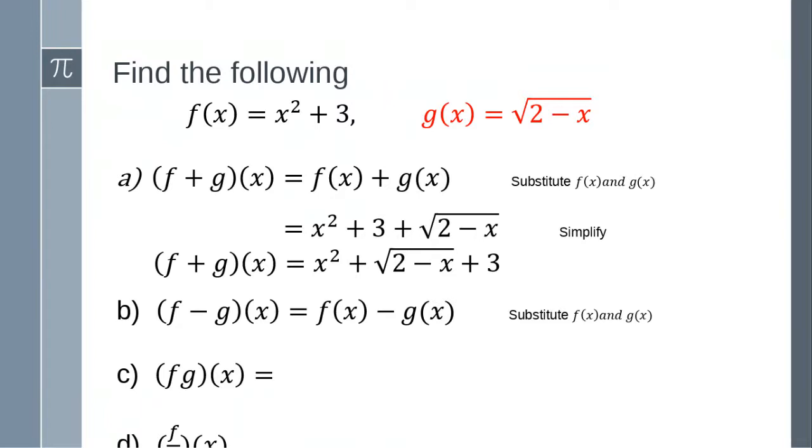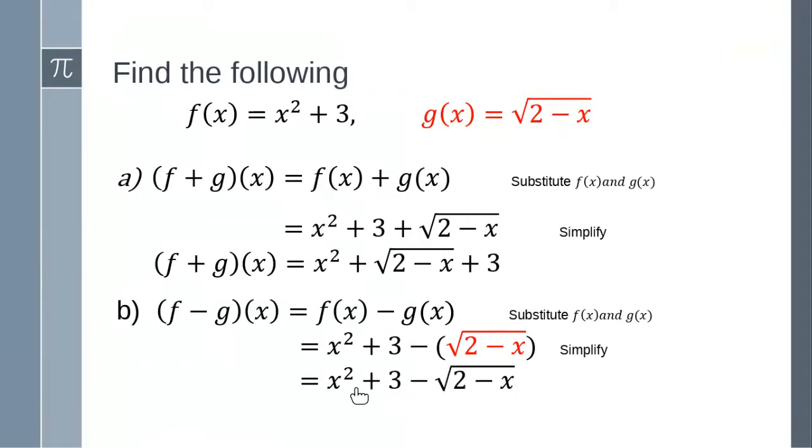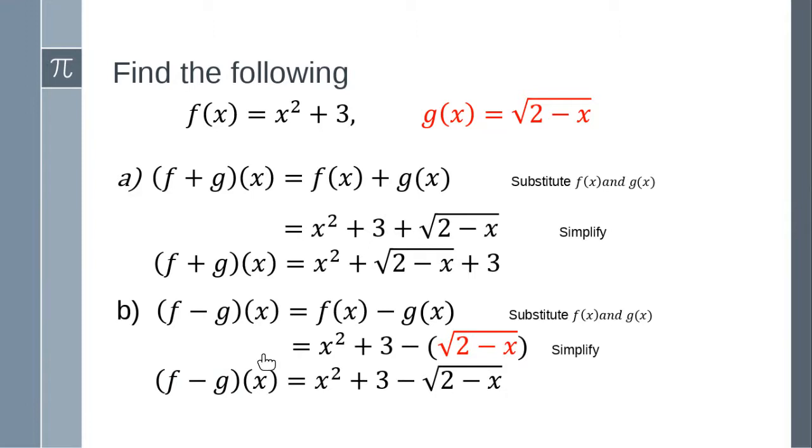So subtraction, f of x minus g of x, substitute our values. Again, I'm using parentheses in case I have other stuff attached to the square root of 2 minus x. And so here I'm going to end up with x squared plus 3 minus the square root of 2 minus x. And so my final answer would be x squared plus 3 minus square root of 2 minus x. Any questions on A or B?